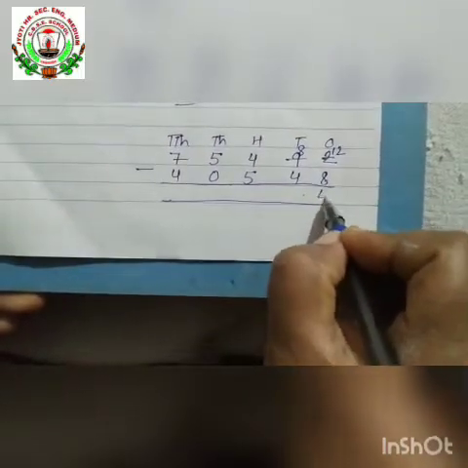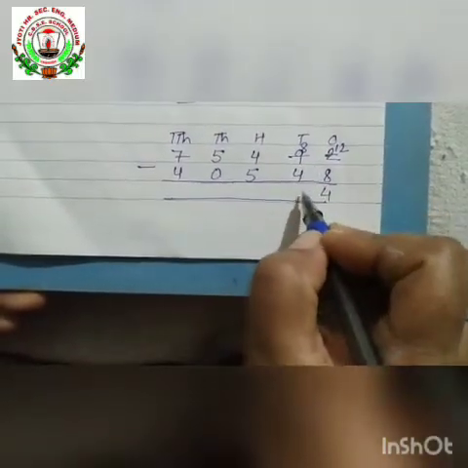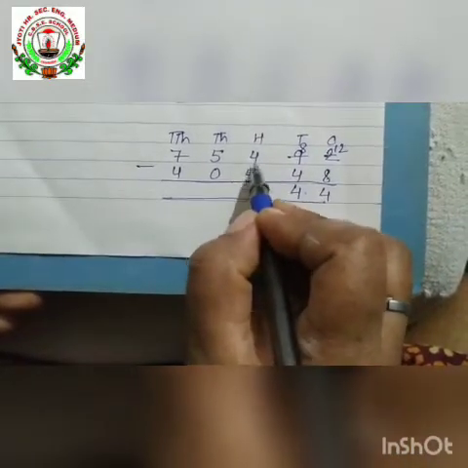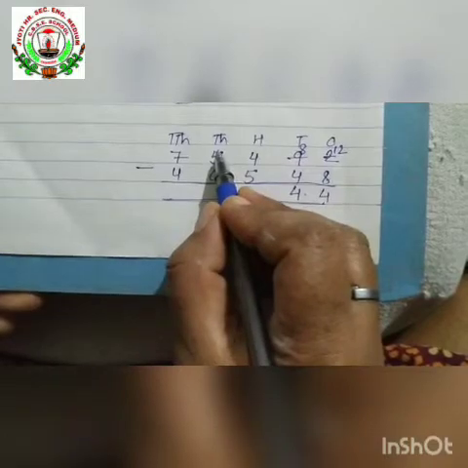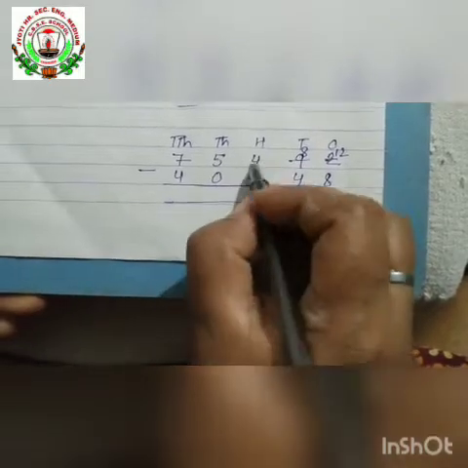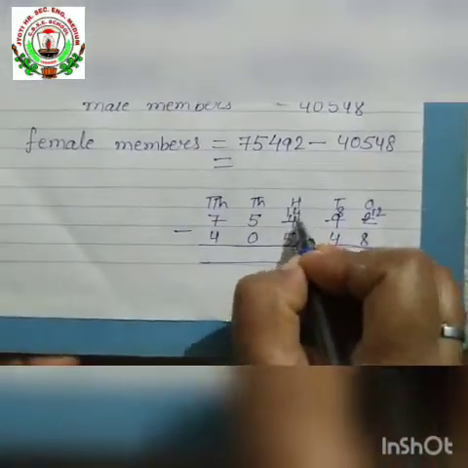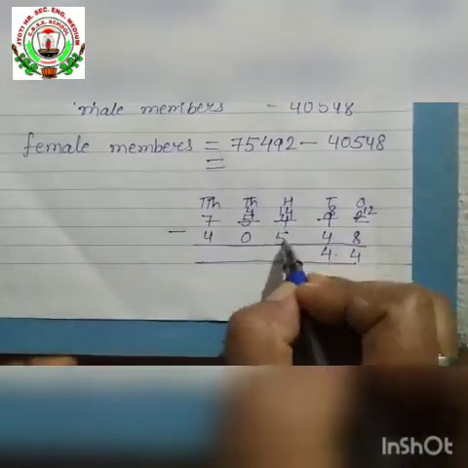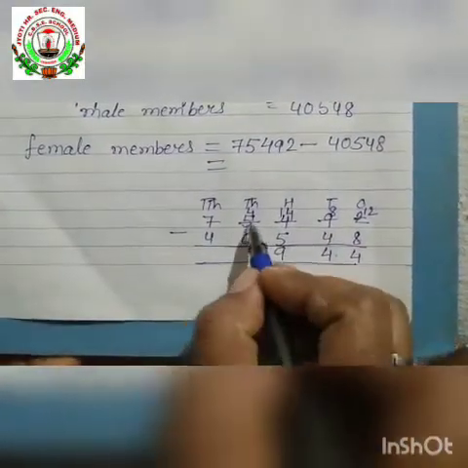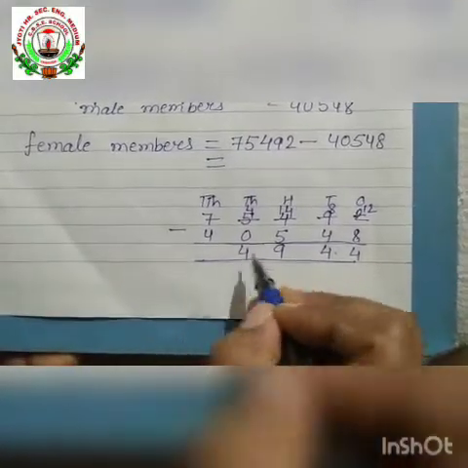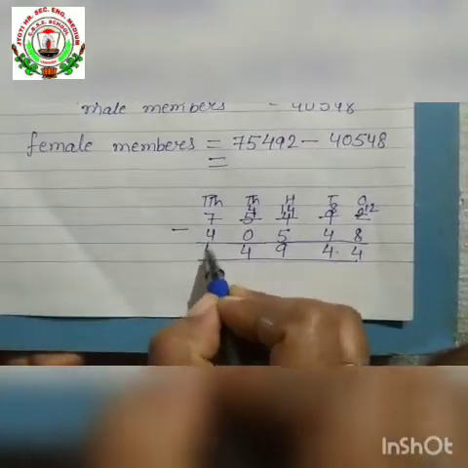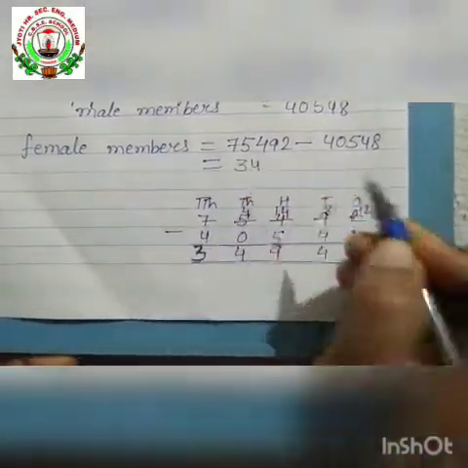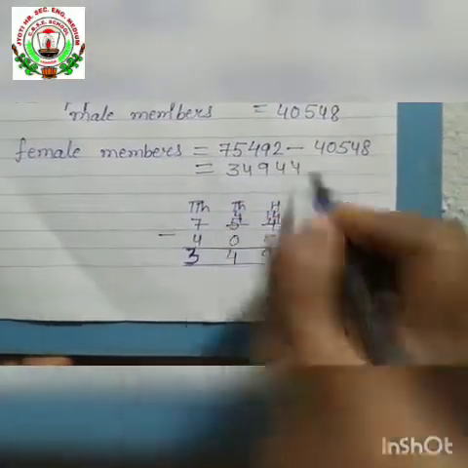12 minus 8 is 4. 8 minus 4 is 4. Now again 4 is less than 5, so we can't subtract. We will borrow from the thousands column. It gives 1, it becomes 14, and the thousands becomes 4. 14 minus 5 is 9. 4 minus 0 is 4. 7 minus 4 is 3. So 3, 4, 9, 4, 4.